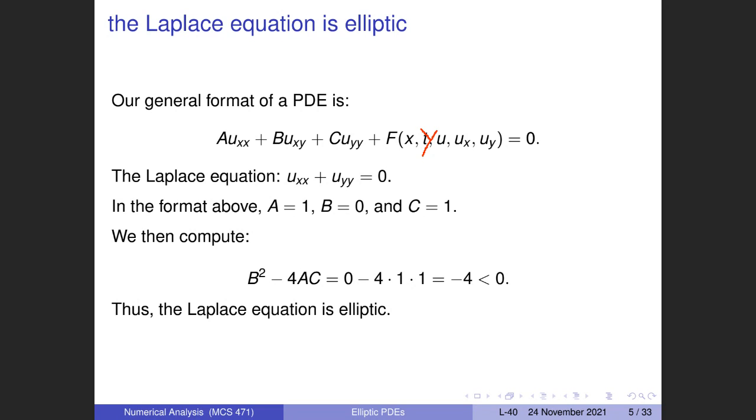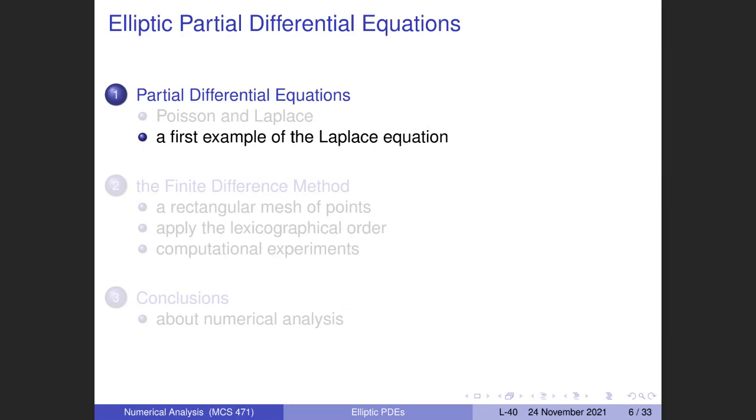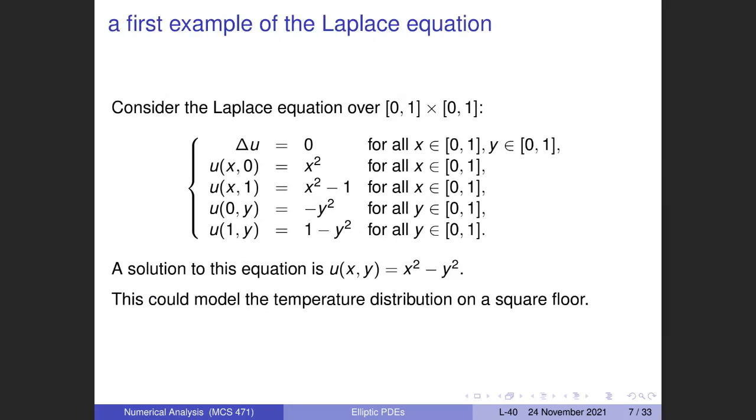So our Laplace equation, the equation of steady state, which is the focus of this lecture, is an example of an equation where the discriminant is negative. And in our classification, we call this an elliptic equation. Let's look at a running example.